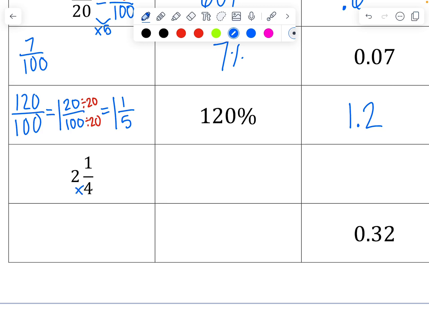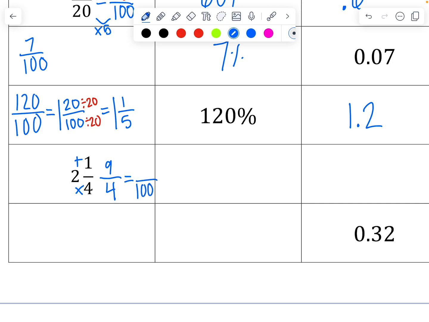So we have 4 times 2, and then we add 1. So 4 times 2 is 8, plus 1 is 9. So we get 9 over 4. I'm going to write that better. 9 over 4. And to get to a percent, we have to get our denominator to 100.